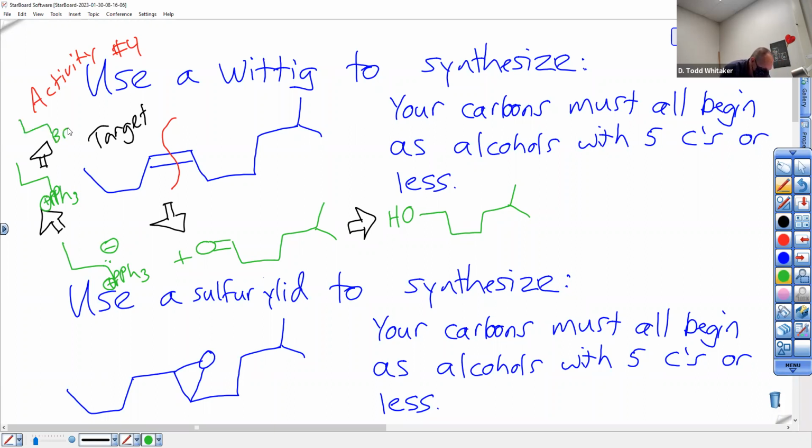And that came from alcohol. Not on the previous page, just going a step back. We don't have that alkyl bromide, but we have this alcohol. We have all alcohols in our back room. I mean, seriously, this back room right here has every alcohol we start our retros with.